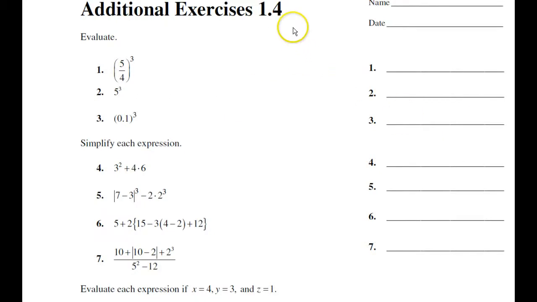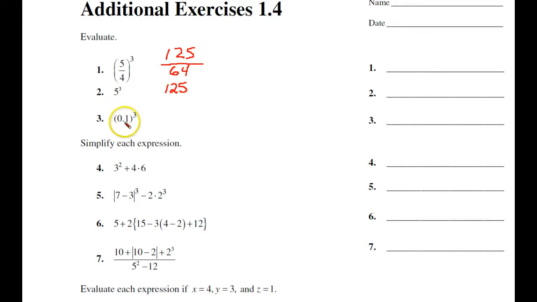All right, we're going on now to topic 4 of chapter 1. Again, we're going to evaluate these first few, raising it to the appropriate power. So as we look at number 1, this is 5 to the third, which is 125, and 4 to the third, which is 64. And 5 to the third, we already said, was 125.